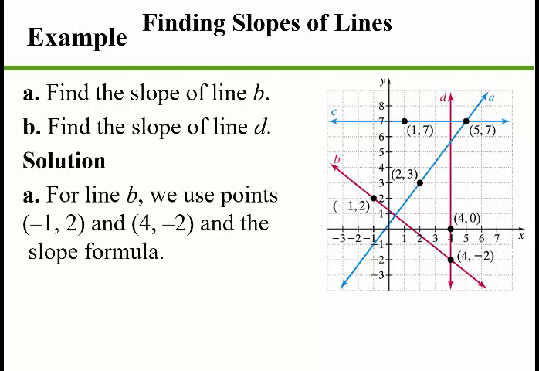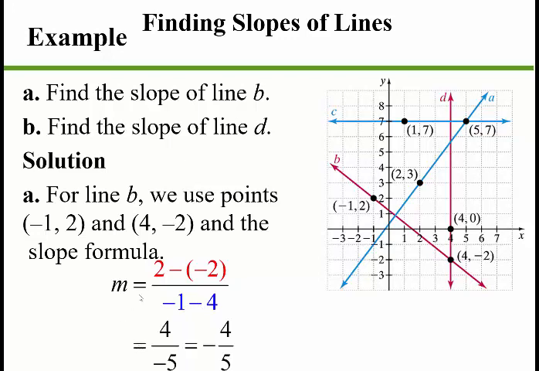For line B, we're going to use the points (-1, 2) and its other point (4, -2) in the slope formula. So M is equal to, I'll take the y value here, 2, and I'll put its corresponding x value right under, just like I said. Then I'm going to subtract this y value, so double negatives here, -2, minus this x value here. When I simplify, 2 minus -2 becomes 2 plus 2, which is 4. Minus 1 minus 4 gives me 4 divided by -5. So the slope of this line is -4/5.